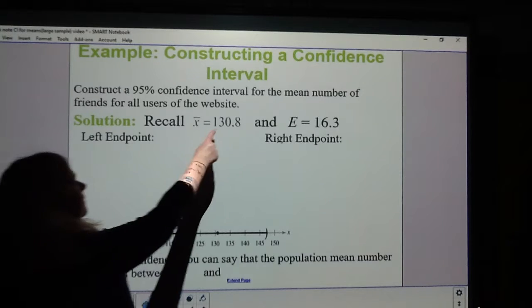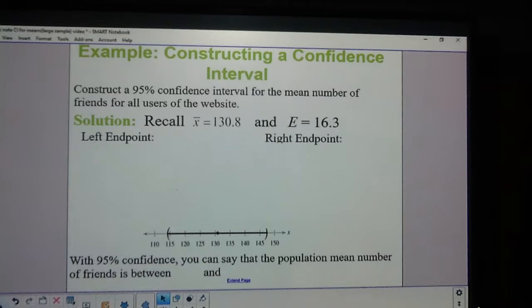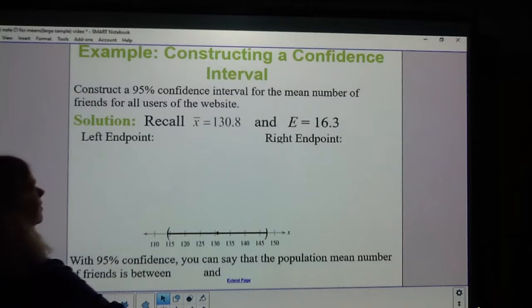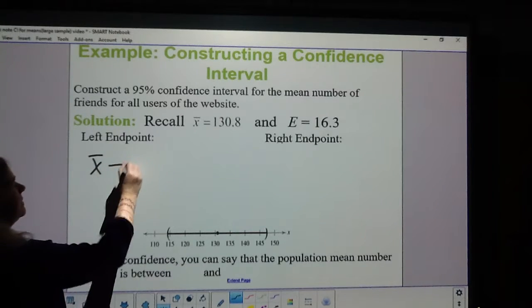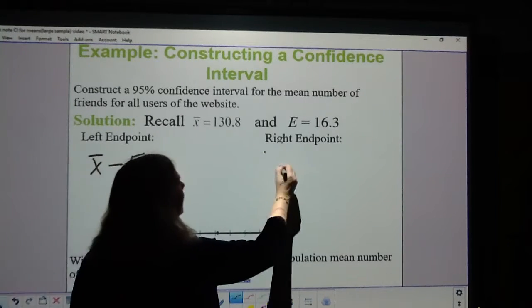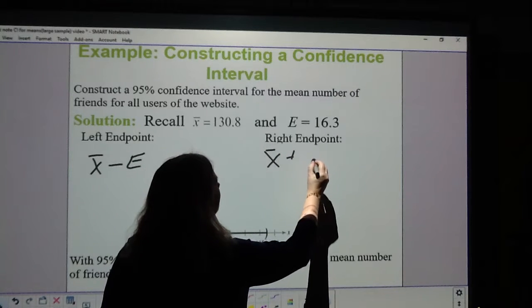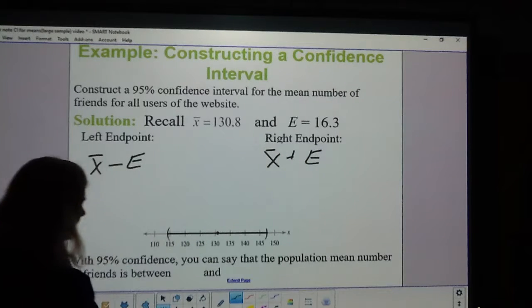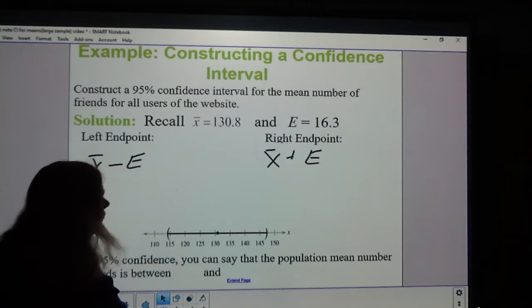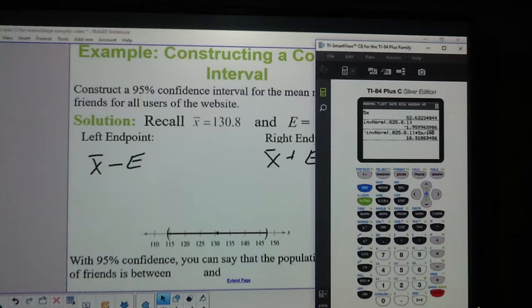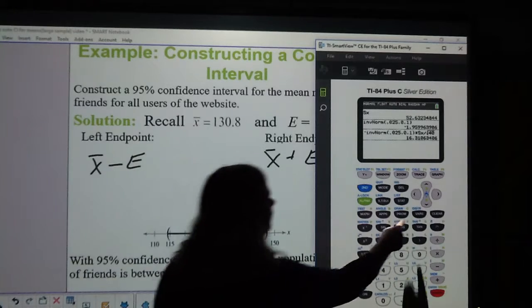I have my mean, and I have my E. So I'm just going to do my X bar minus my E, and my X bar plus my E. Okay? So let's do that. Here's my calculator. This is my E. So let's find X bar.